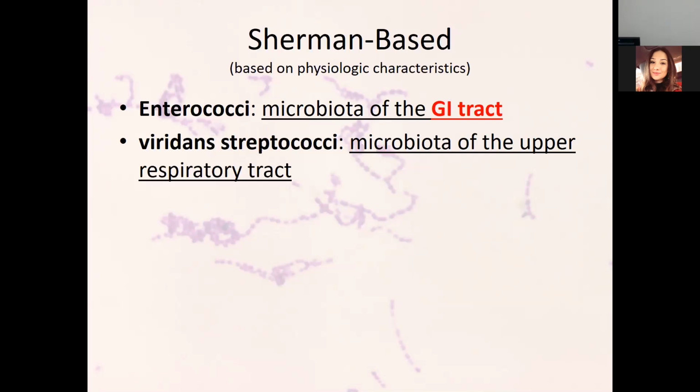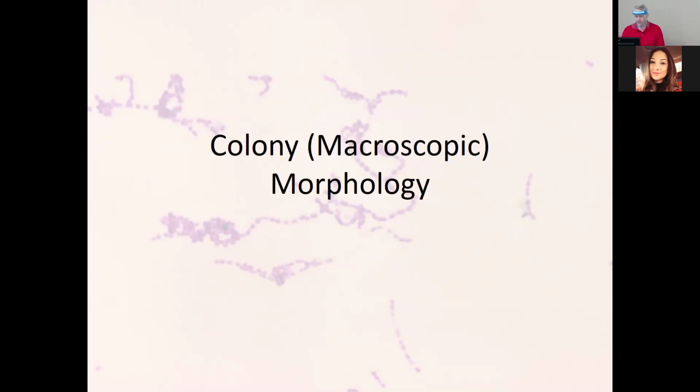So that's why I'm saying you would see Enterococcus faecalis in the urine culture. Strep viridans, or viridans streptococci, is normal flora, and that's what microbiota means, of the upper respiratory tract. Okay, so we would see viridans if we were doing stuff like sputum culturing. We may see a strep viridans there. So what do these things look like?